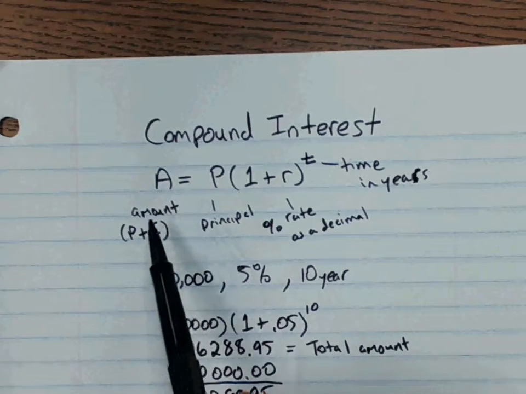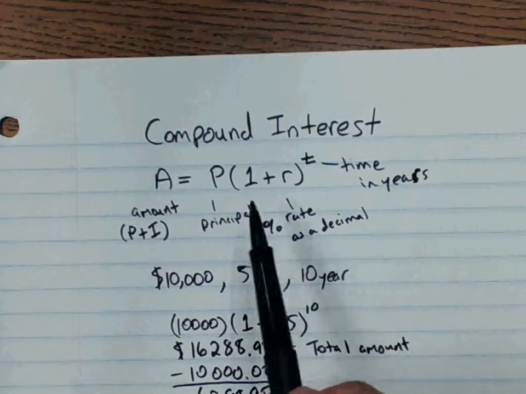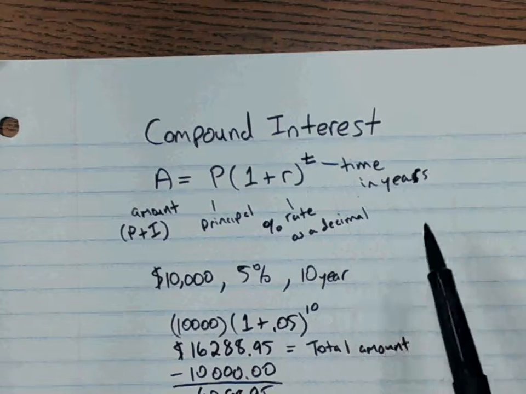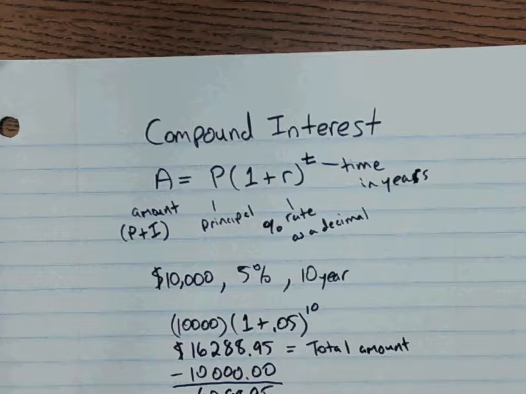Okay, so let's look at the formula one more time. A is the amount, principal plus interest, and you remember you're going to use your time as the exponent. Plug it into your calculator and let it do all the work for you.